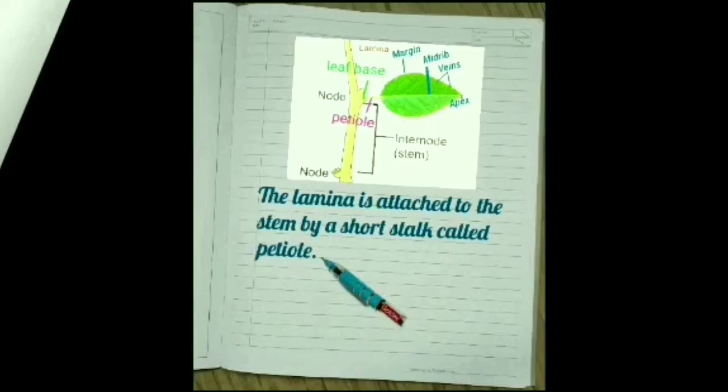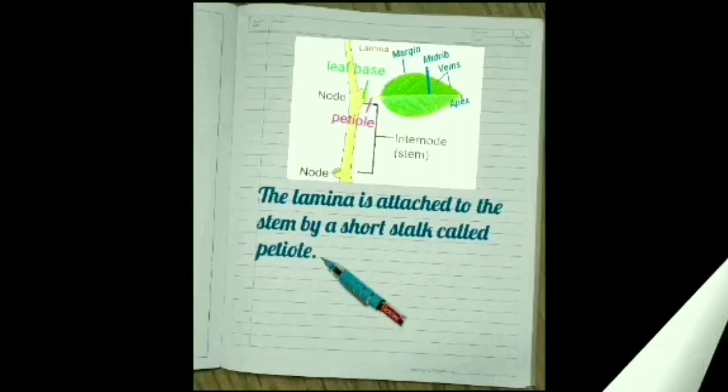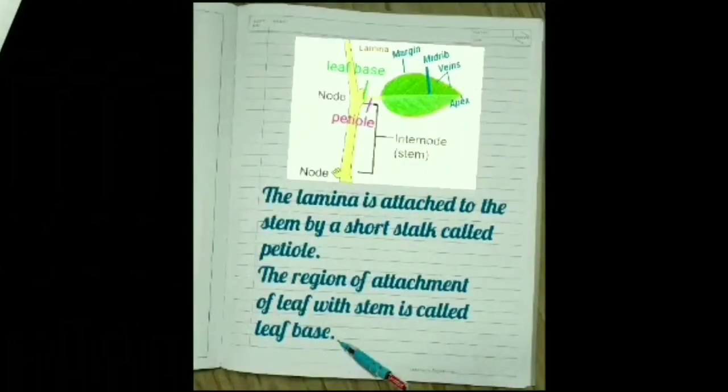The lamina is attached to the stem by a short stalk called petiole. The region of attachment of leaf with stem is called leaf base. You can see in the diagram.